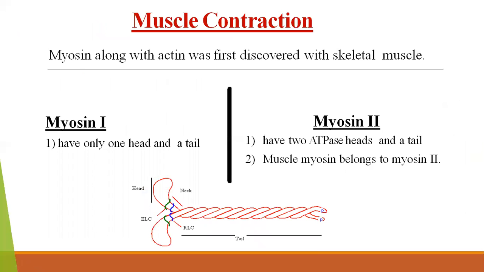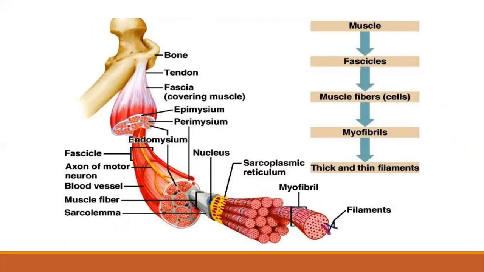So this is muscle contraction. Myosin along with actin was first discovered in skeletal muscle. Myosin 1 has only one head and a tail, but myosin 2 has two ATPase heads and a tail. Muscle myosin belongs to myosin 2. So this is the basic structure of the cytoskeleton of the muscle: the muscle, then the fascicles, then muscle fibers, then the myofibrils, and the thick and thin filaments, which are shown in the figure.